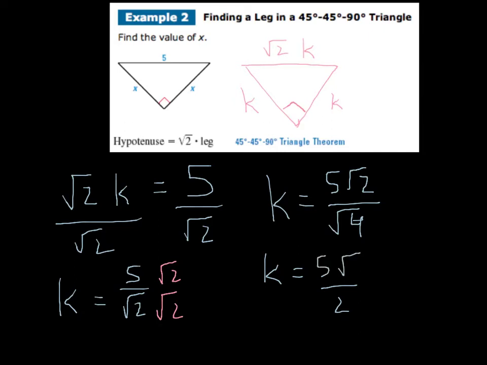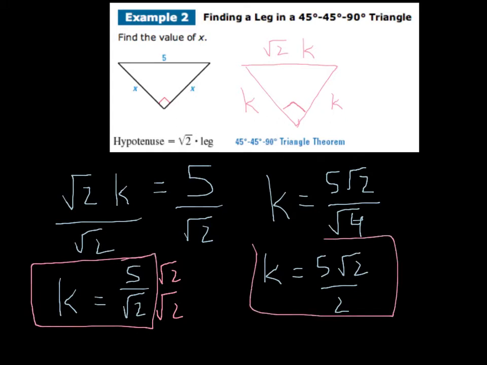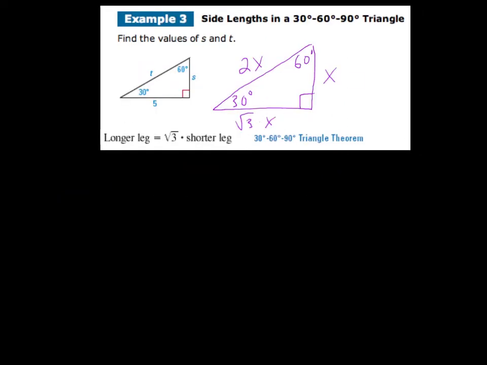On the top, we're going to have 5 radical 2. At this point, if you get to this part, I'm pretty happy. If you can get all the way here, that's even better, but that's going to take a little bit of practice.